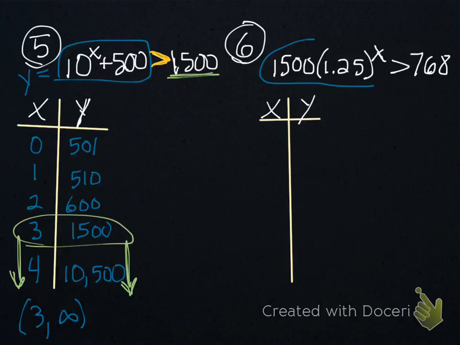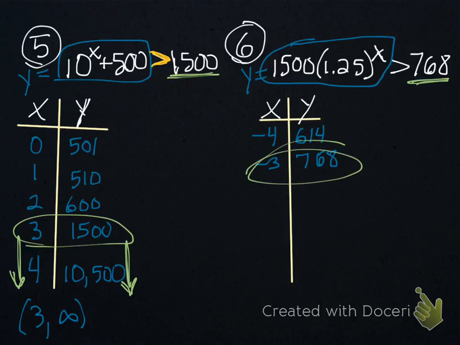1,500 and 1.25 to the x. There's my y equals. What value am I looking for in the table? 768. Yeah, it's a weird one, but that's okay. Life is weird. So I'm looking through my table and I see at -4, I'm at 614. -3 is my 768. I care about that value. Let's look at -2. That's at 960 and 0's at 1500.